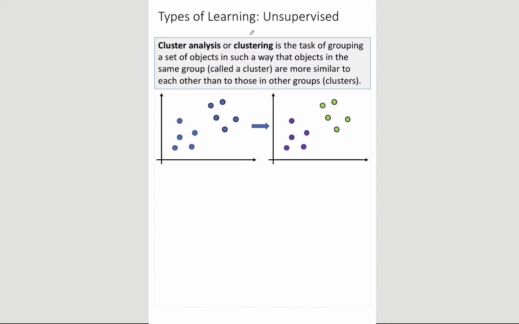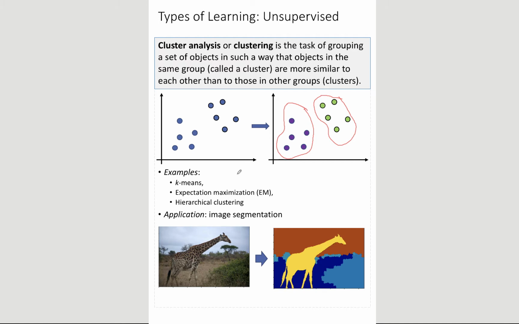Cluster analysis, or clustering, is the task of grouping a set of objects in such a way that objects in the same group, called a cluster, are more similar to each other than to those in other clusters. On the left, we have an unlabeled data set, and on the right, this set has been labeled based on how close data points reside to each other. So we have two clusters in this example. Some examples of clustering algorithms are k-means, expectation maximization, and hierarchical clustering.